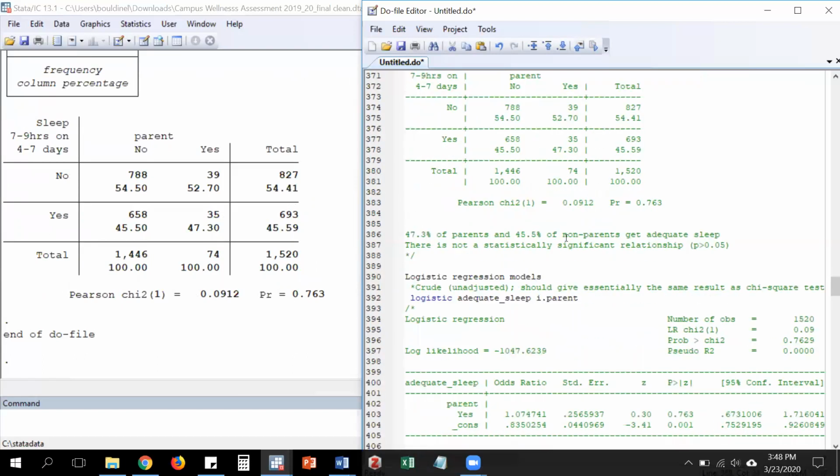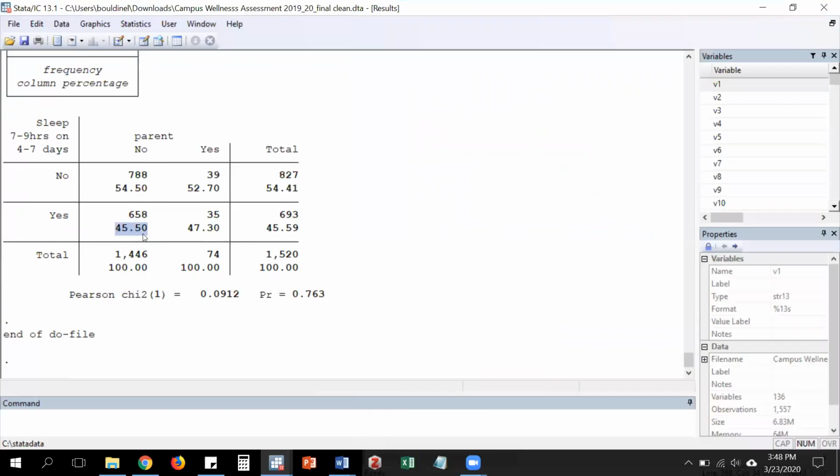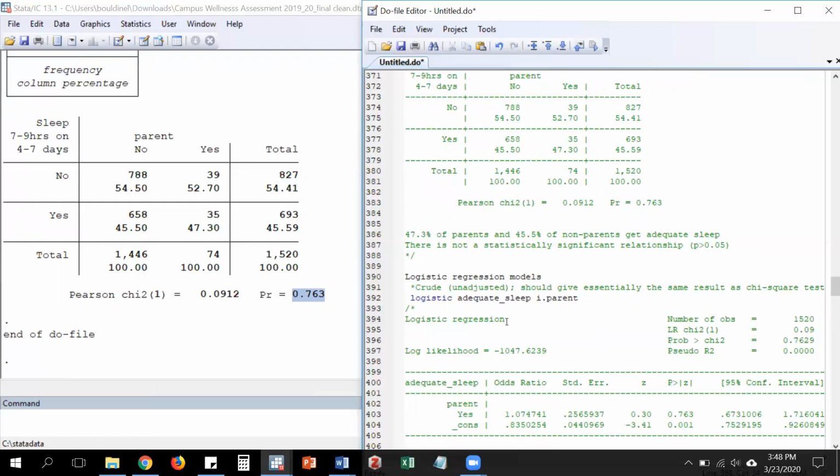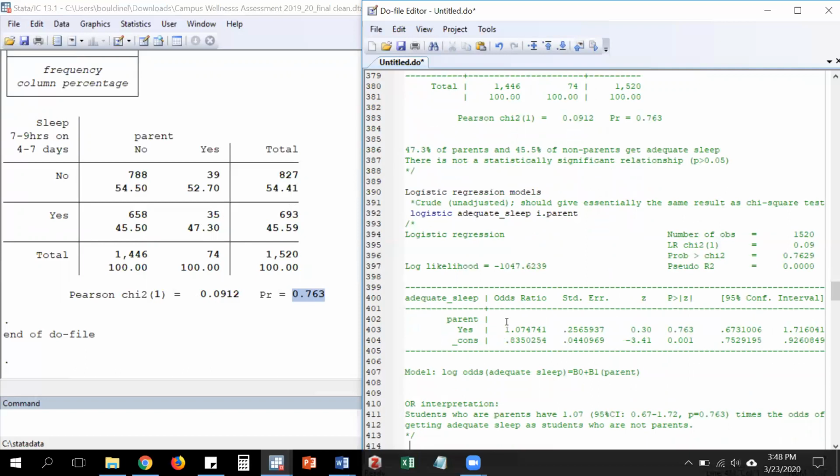And as we've talked about before, I have this interpretation down here. So this is saying that among students who are not parents, 45.5% of them got enough sleep. And among students who are parents, 47% of them got enough sleep. So you can see those two numbers are pretty similar to each other. And our p-value down here is 0.76. So we would fail to reject the null and say there's no evidence of a statistically significant relationship between these two variables.